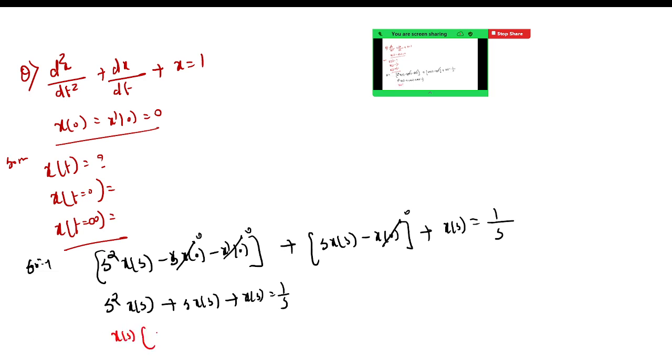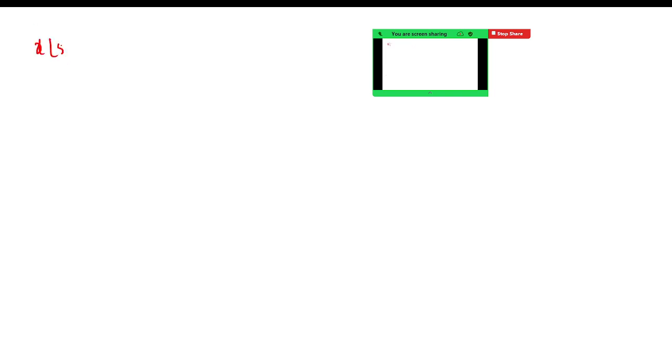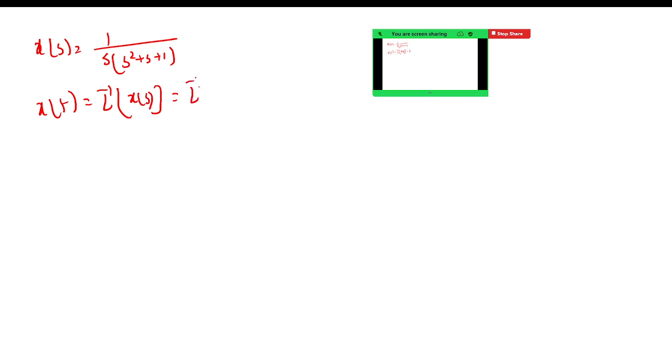So the value of X(s) is 1 upon s into s square plus s plus 1. Now we have got the s domain. Once we have the s domain, we are interested in knowing the t domain. So x(t) is equal to the Laplace inverse of X(s), that is, the Laplace inverse of 1 upon s into s square plus s plus 1.